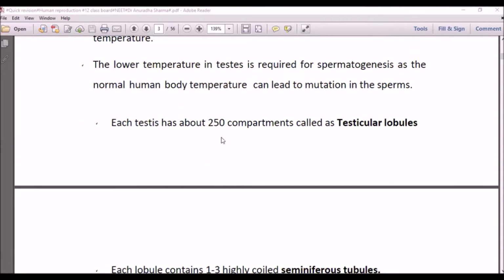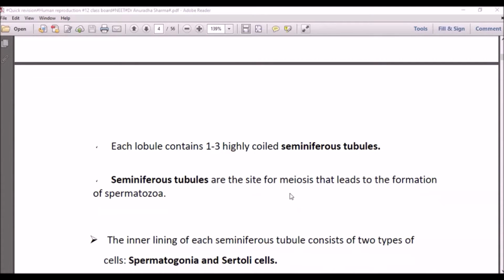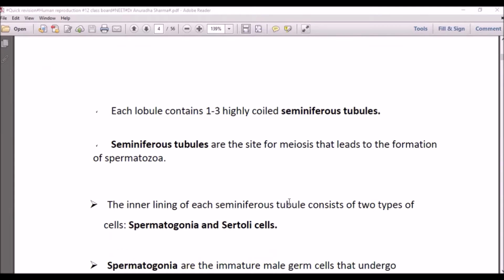Now each testis has 250 compartments which are known as testicular lobules. So each testis is divided into 250 compartments. Each lobule contains 1 to 3 highly coiled seminiferous tubules. And these seminiferous tubules are the site of meiosis. And after meiosis, they lead to formation of spermatozoa. So these seminiferous tubules are very important because here the meiosis takes place, that is reduction division takes place. And after meiosis, we get spermatozoa.